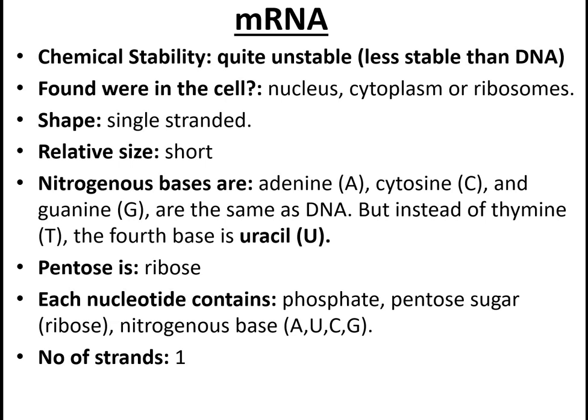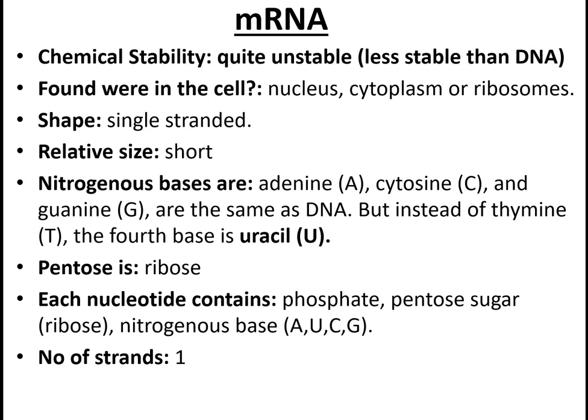mRNA, because it's single-stranded, it's quite unstable. And it's found either in the nucleus, the cytoplasm, or ribosomes, depending on where it is on its journey. It's single-stranded, it's relatively short, and its bases, adenine, cytosine, and guanine are the same, but there's no thymine. Instead, you have uracil. So you've got adenine, cytosine, guanine, and uracil. So A, C, G, and U.